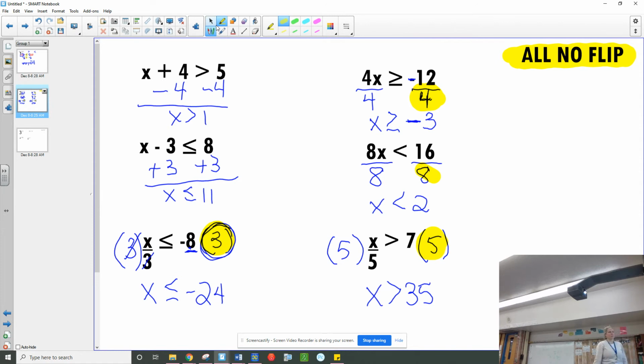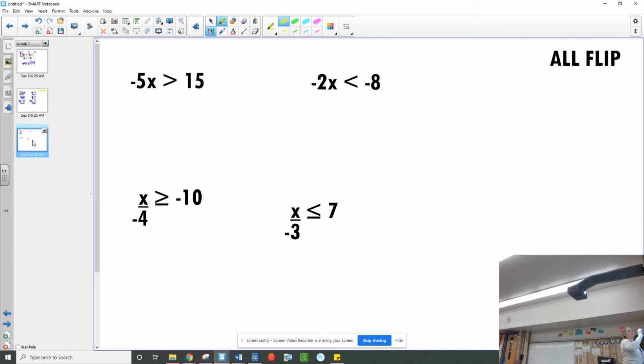And then the adding and subtracting ones just aren't really qualifying for that. So these problems all do include a flip. So here I'm dividing on both sides by a negative. It's the number you're dividing by. If this number on the bottom is a negative, I have to flip my sign.